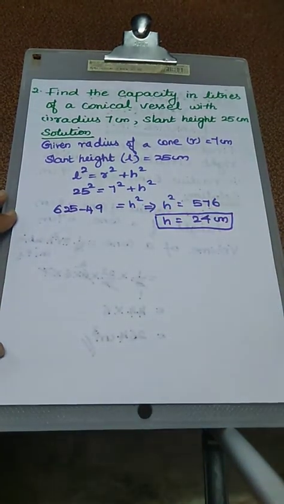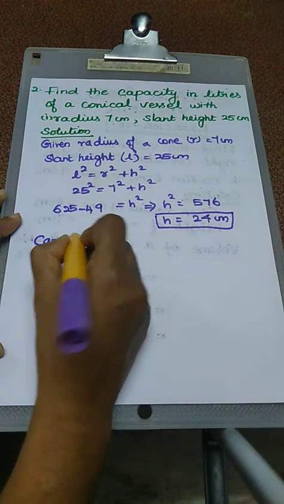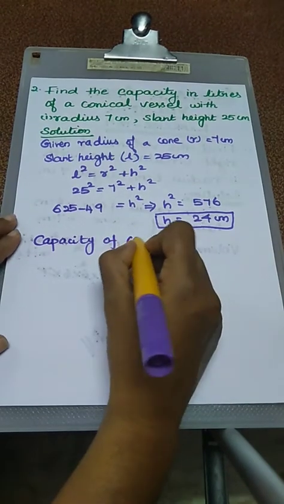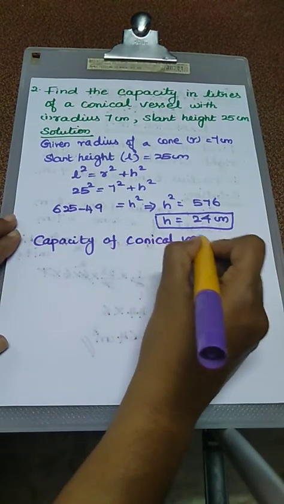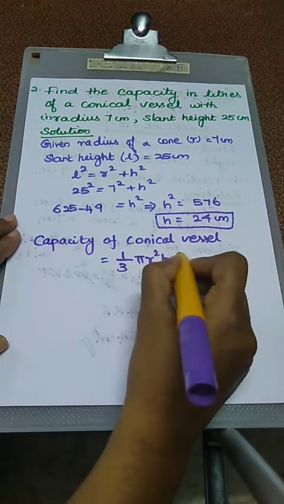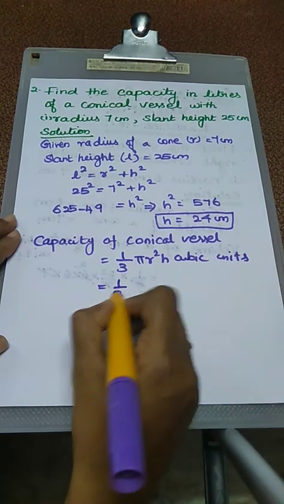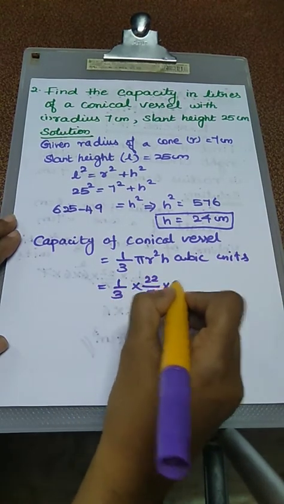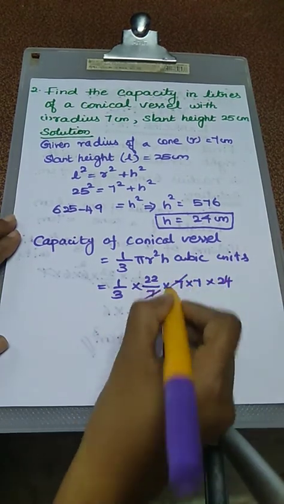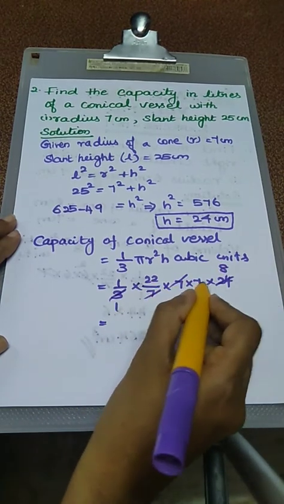Now we know the h value, so we can easily calculate the capacity of a conical vessel using the formula for volume of a cone. Capacity means volume only. Capacity of conical vessel is equal to, what is the formula? 1 by 3 pi r square h cubic units. So 1 by 3, pi value 22 by 7, r value 7 into 7, h value 24. 7 cancel, 3 ones are 3, 3 eights are 24. Multiply 22 into 7 into 8.